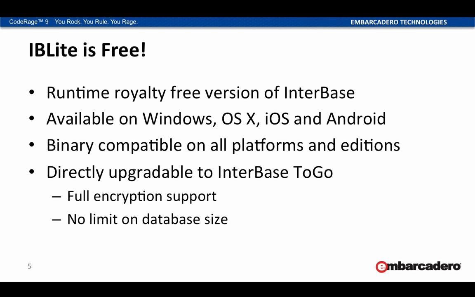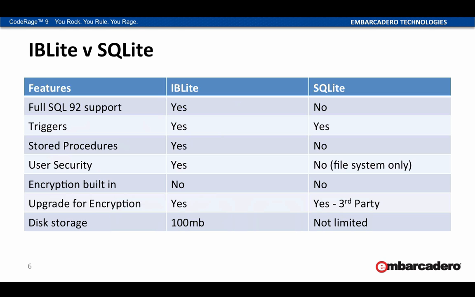Following on from that, you can upgrade directly to Interbase ToGo, which provides the encryption support and an unlimited disk space size just by changing the license file. So you can do that once the applications are deployed. It uses the same binaries that we use to produce Interbase ToGo. So literally the features are there, they're just not enabled in the free edition for encryption and unlimited disk size. However, saying that, you do get a healthy 100 meg on disk included for free with IBLite.